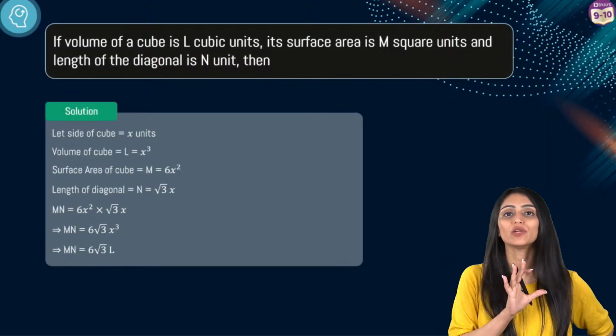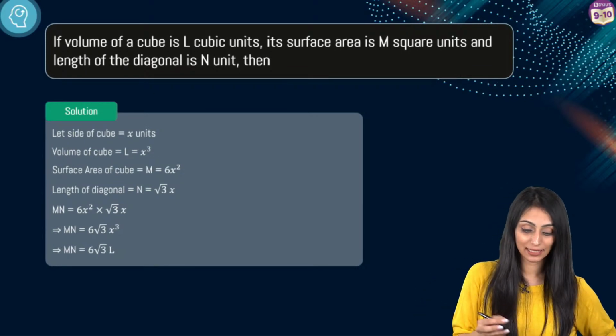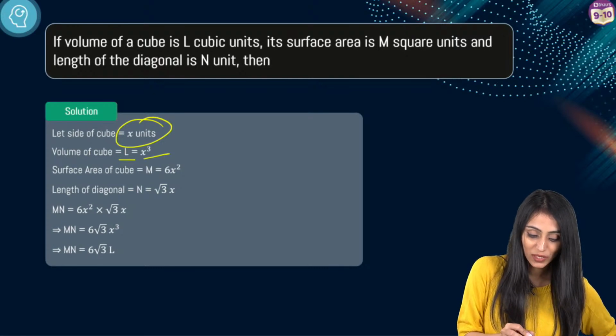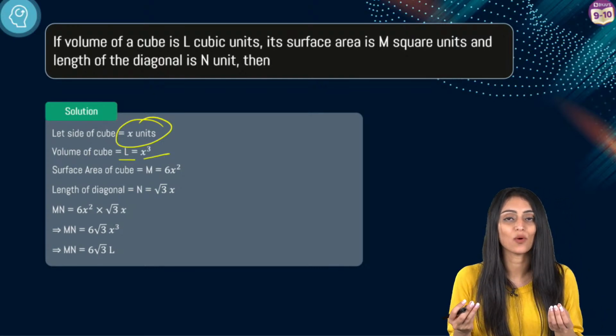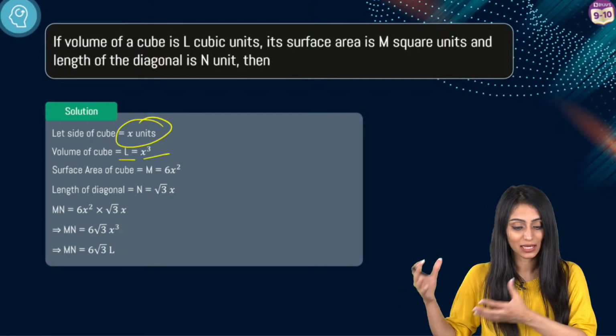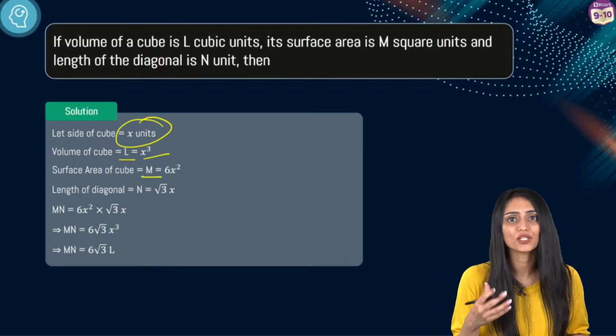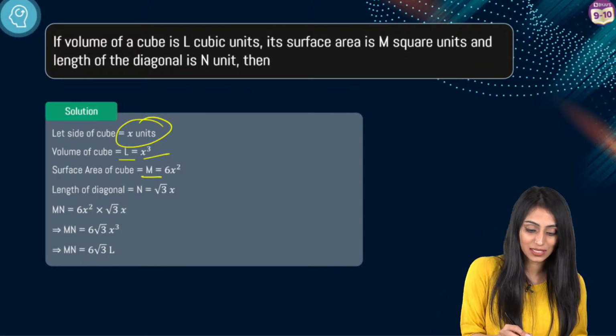So the side of the cube, we are talking about a cube, but we don't know its side. Let's say it is x units. Volume is already given, that's L. So we are denoting this, since volume is what? Side times side times side. That would be x cube. Surface area it denotes with M. And surface area of a cube is what? 6 times side square. So 6x square.